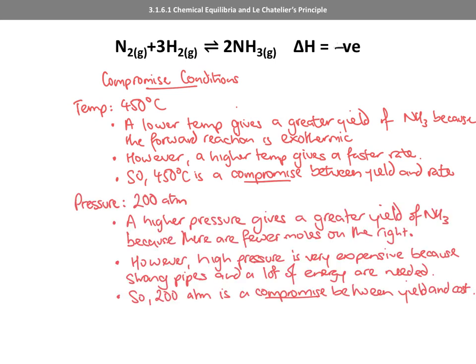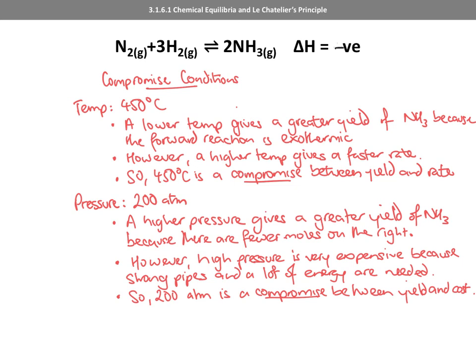We use a pressure of 200 atmospheres. If we look at the reaction equation at the top, we've got 4 moles on the left, 2 moles on the right. So a high pressure gives a greater yield of the ammonia, which is on the right, because there are fewer moles there. However, high pressure is very expensive. We need to pay for strong pipes. There's a lot of energy needed. So we use a compromise pressure of 200 atmospheres, and this is a compromise between yield and cost.